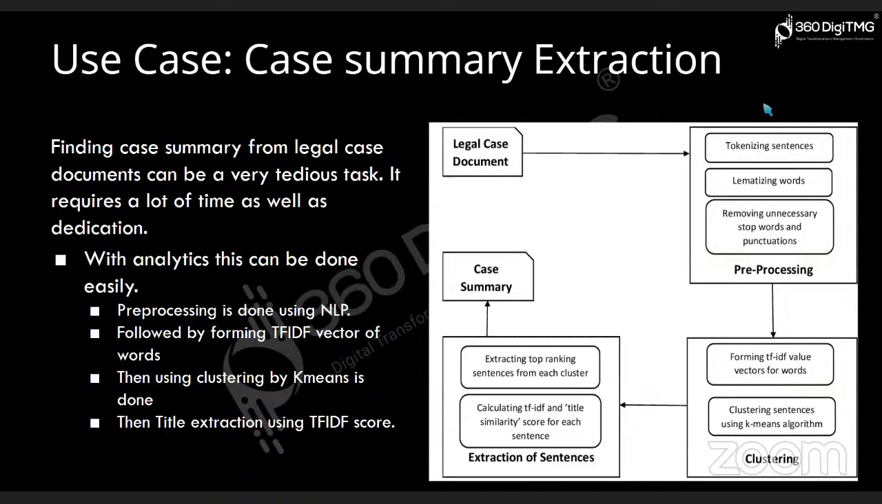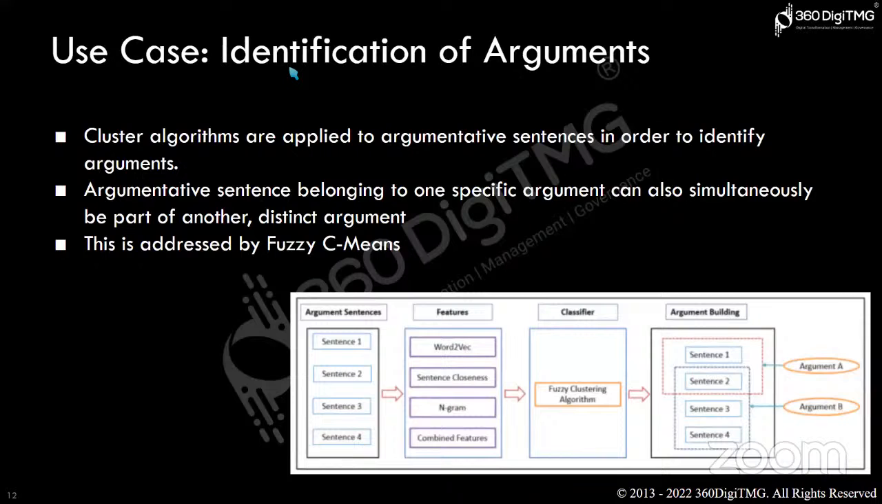so let me go quickly to the next use case. It is identification of arguments. Okay, so these clustering algorithms can be applied to argumentative sentences in order to identify arguments. This argumentative sentence may not belong to one specific argument. Okay, they might be part of another argument. So this is a problem. So this can be addressed by the fuzzy C-means algorithm. Okay, this is also a clustering algorithm.